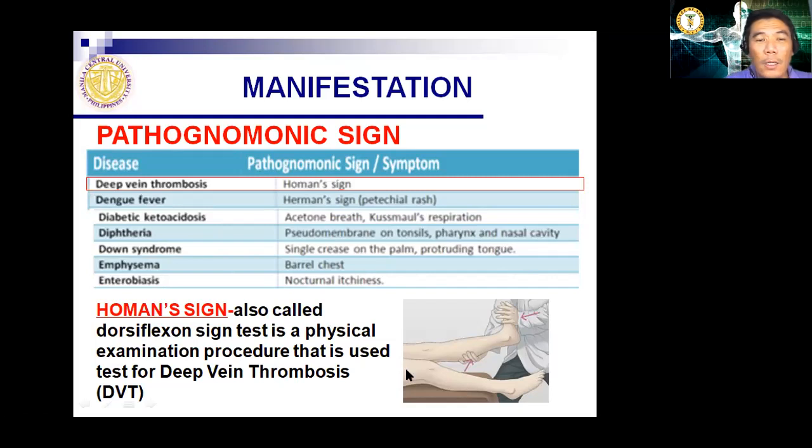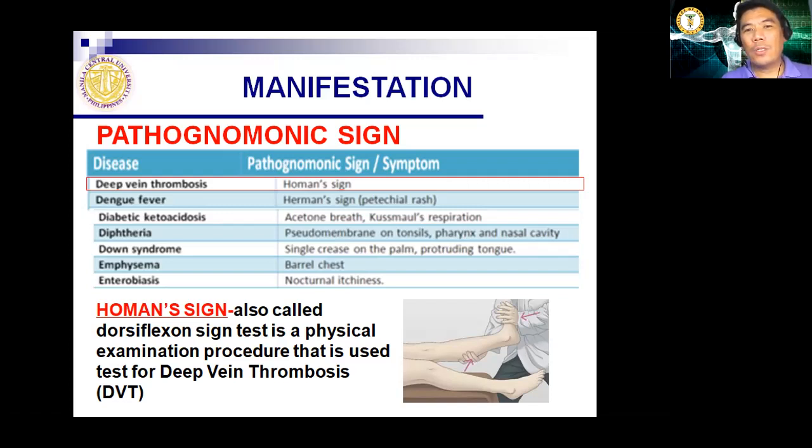If you will lift this part and dorsiflex it, it will cause dorsiflexion, flexion of the foot going towards the patient, then there is pain. There is severe pain. So that is for Hohmann's sign. For dengue fever, Herrmann's sign is the presence of rashes. That's why for dengue hemorrhagic fever, you will ask, are there any rashes? Because if there are already rashes, that is petechial rash, petechiae, macular rashes, pinpoint rashes, and that is a sign of bleeding. There is already bleeding. That's why it is very important for us nurses to identify this observable sign.